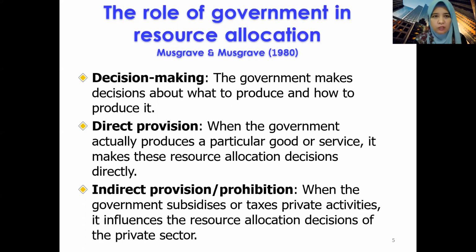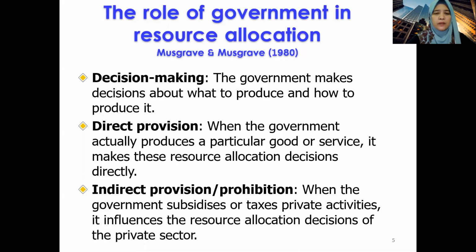of the market failure? There are three roles of the government in resource allocation, according to Musgrave and Musgrave, 1980. So pay attention to this slide, because at the end, I will show this again, and I will show you in the context of Malaysia some examples of what has been done in the three roles of the government. The first one is decision making, whereby the government makes decisions about what to produce and how to produce it.